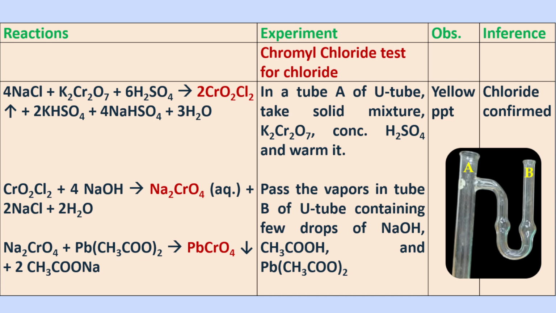As the reaction occurs, a red colored gas, chromyl chloride, which is CrO2Cl2, will form. Allow the red vapors of chromyl chloride gas to pass into tube B. This will result in the formation of yellow colored solution. The yellow color is due to the formation of sodium chromate. In tube B, the sodium chromate reacts with lead acetate to form a yellow precipitate of lead chromate. This test should be performed when bromide is absent. Moreover, covalent compounds like mercuric chloride do not give this chromyl chloride test.